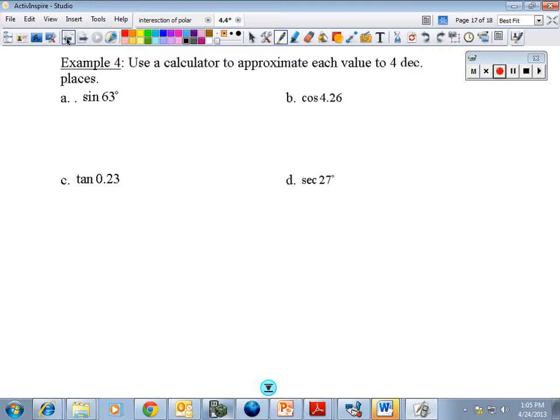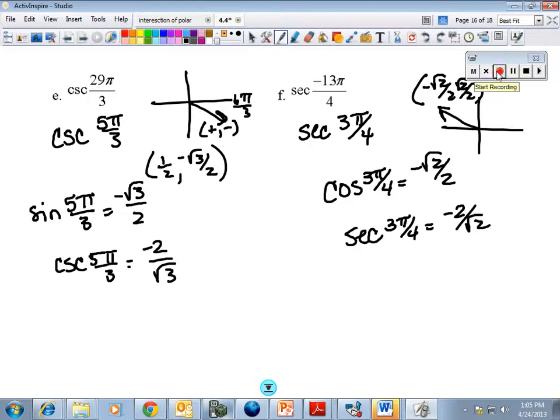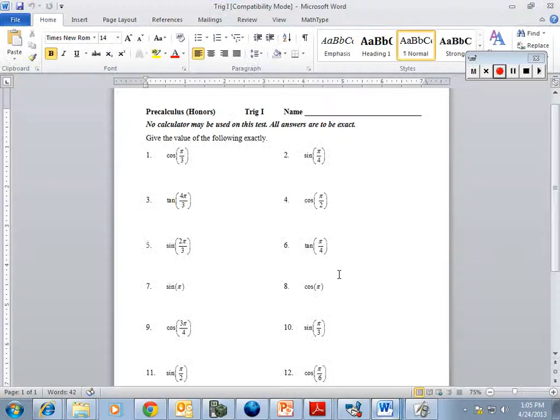Don't worry about those for right now. Alright, that's it. And your homework is to finish those 2 sheets that we looked at yesterday, this one and the back of it.